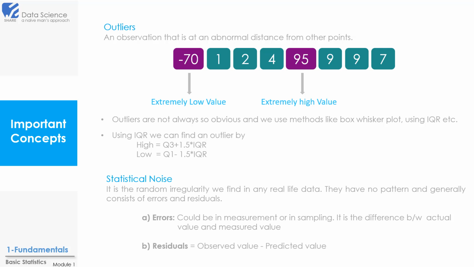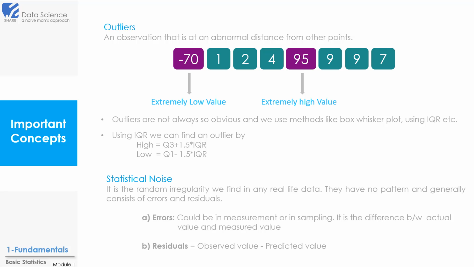Then our next term is statistical noise. So statistical noise is nothing but random irregularity that we find in any real life data. They don't have any patterns and consist of errors and residuals. Now error could be due to false measurements or wrong sampling. So it is the difference between actual value and the measured value. And the residual, as the name suggests, is the remaining part.